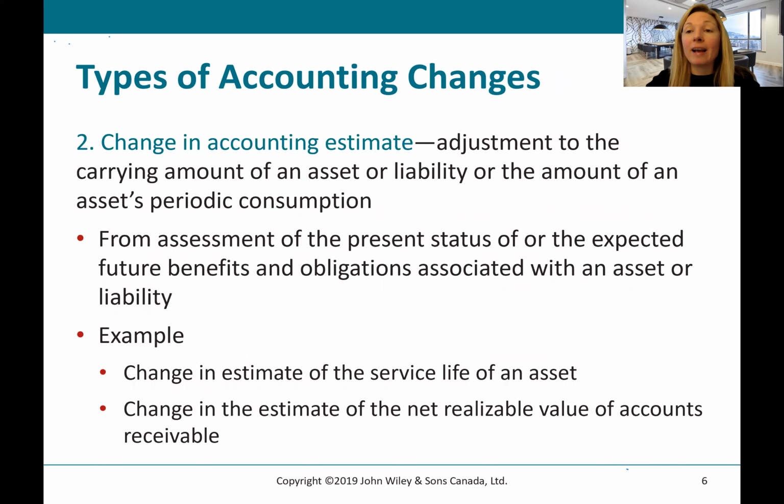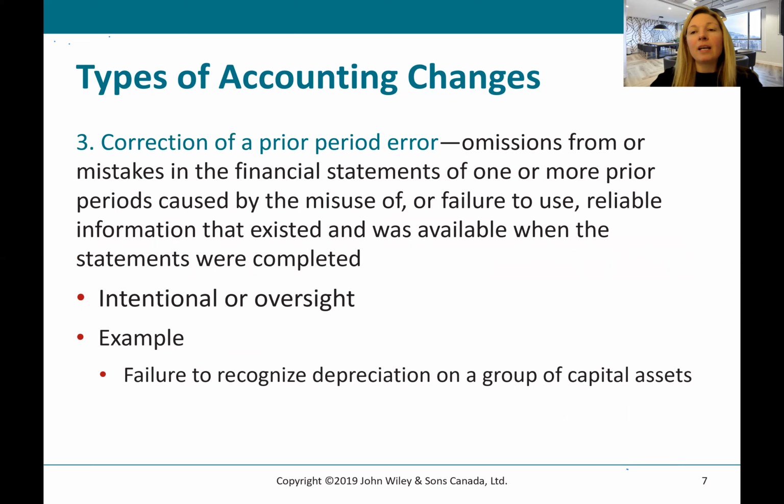There's also a change in accounting estimate, and this is an adjustment to the carrying amount of an asset or a liability, or the amount of an asset's periodic consumption or depreciation. The service life of an asset or the realizable value of accounts receivable are two examples. The third type of accounting change is the correction of a prior period error. This is an omission or a mistake in the financial statements of one or more periods caused by a misuse of reliable or accurate information. This can be intentional or an oversight, it doesn't matter. An example would be forgetting to record depreciation on capital assets.